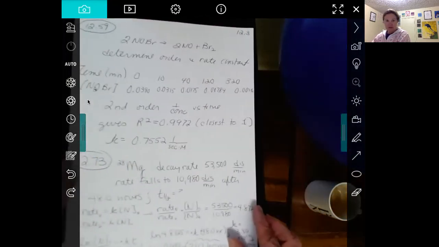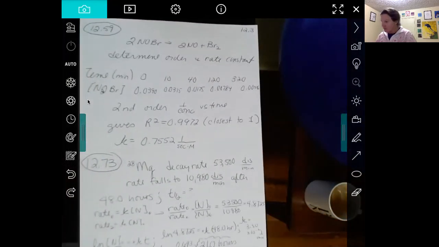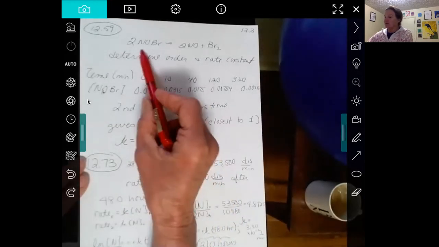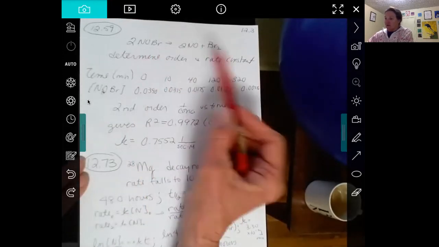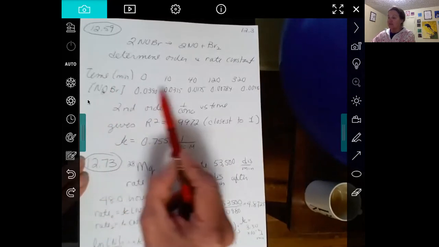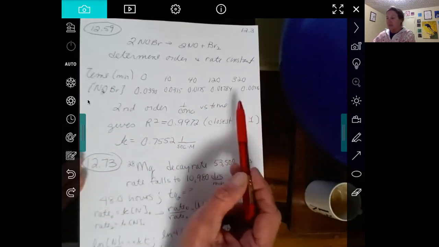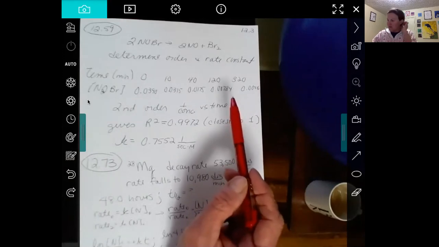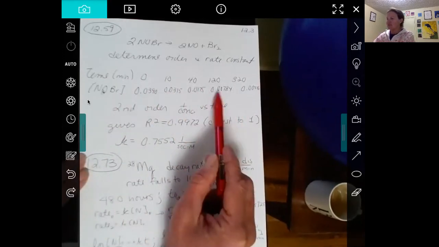The next problem we're going to do is one where you're going to use Excel. So look at problem 1259. 1259 wants you to use the following data to determine the order of the reaction and the value of the rate constant. The data that they give you is for this reaction, NOBR, and they did an experiment where they monitored the concentration as it changed over time. So that tells you you're going to use the integrated rate laws. You know the concentration at several times.